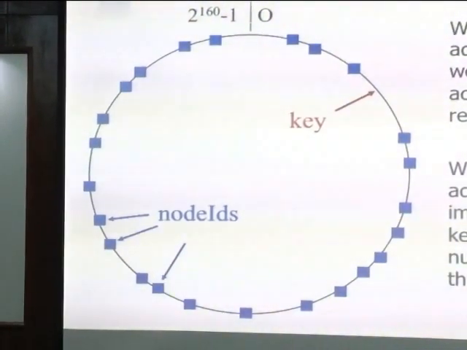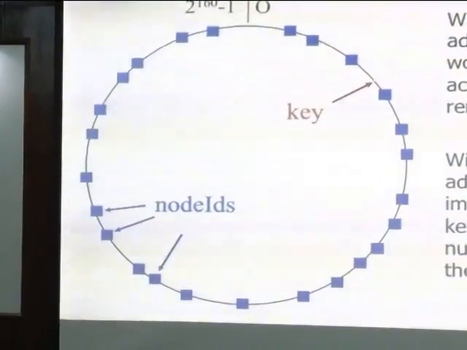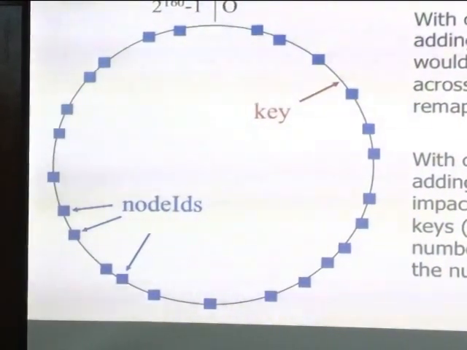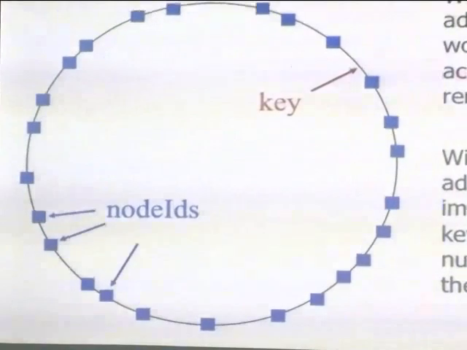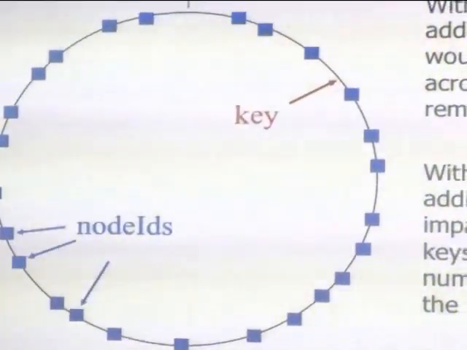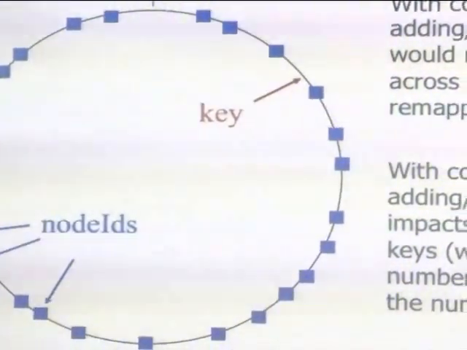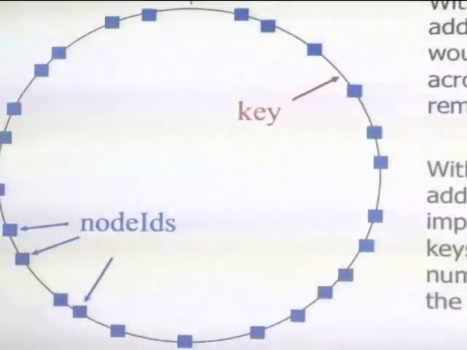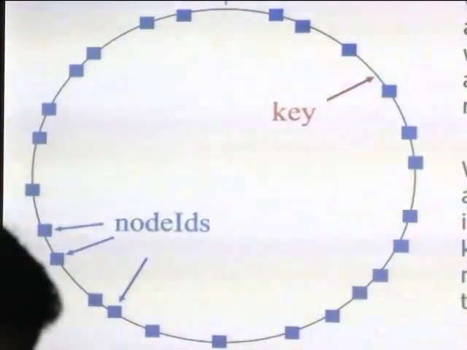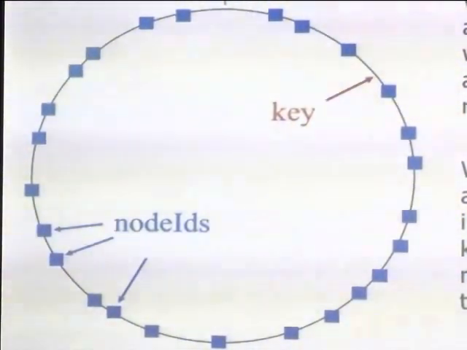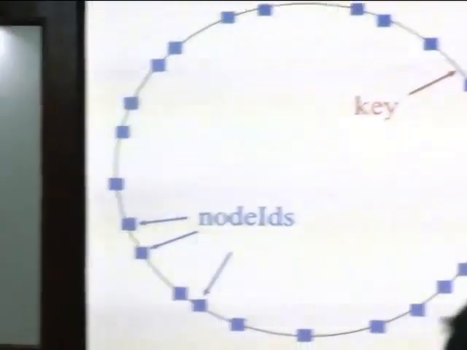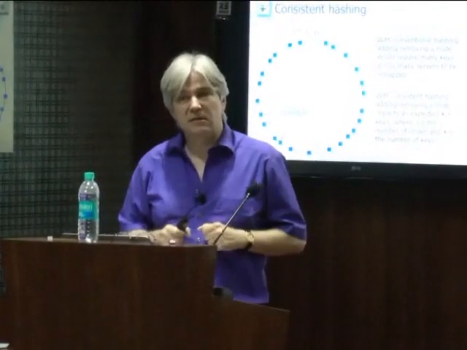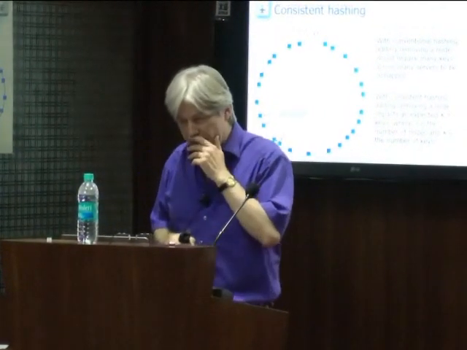If a new node shows up, it's only keys in this range and in this range, from this halfway point to this halfway point, that are going to have to be moved from the neighbors, from this one to this node and from this one to this node. So in fact, only an expected k over n keys, the number of keys divided by the number of nodes, will have to change their assignment. Only a local redistribution of keys is necessary. That's what makes this technique useful.